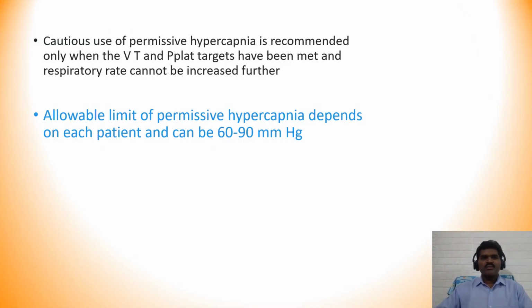Cautious use of permissive hypercapnia is recommended only when the VT and plateau pressure targets have not been met and respiratory rate cannot be increased further. The allowable limit for permissive hypercapnia depends on each patient and is usually 60 to 90 millimeters of mercury.